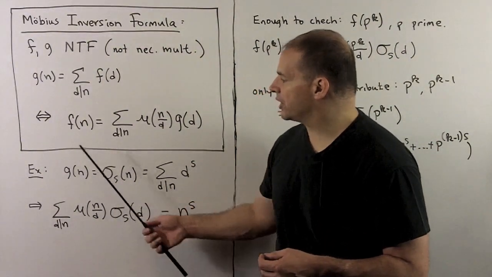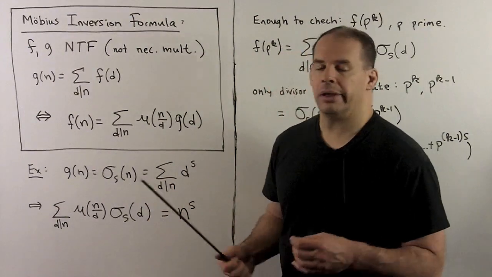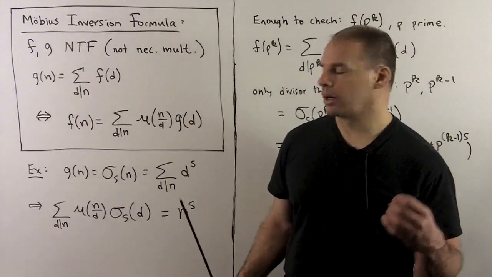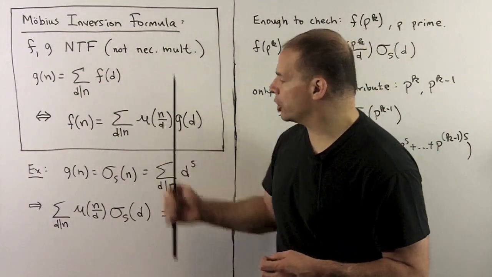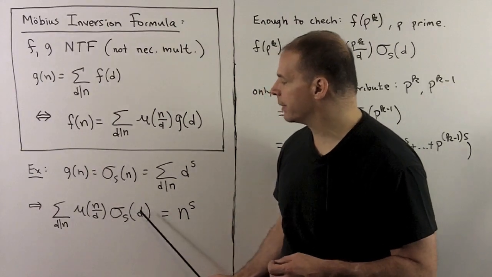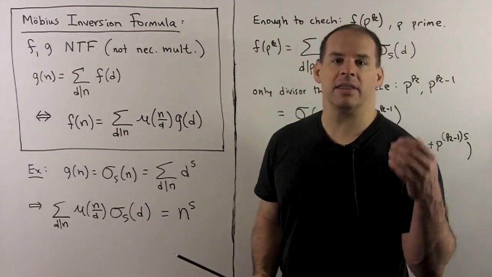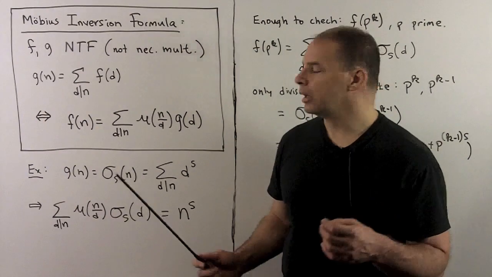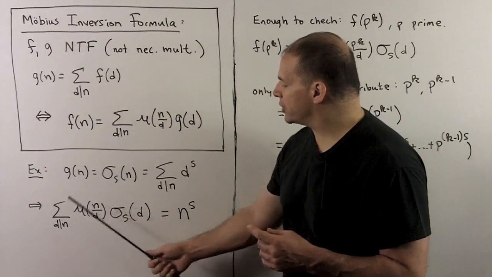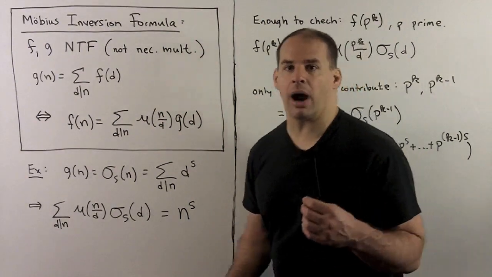First example, let's take g of n equal to sigma sub s. So we're taking the sum of the divisors of n raised to the sth power. Mobius inversion says we take the Dirichlet convolution of the Mobius function with sigma sub s, I should get back n to the sth power. Because all functions involved here are multiplicative, it'll be enough just to verify this on a power of a prime.